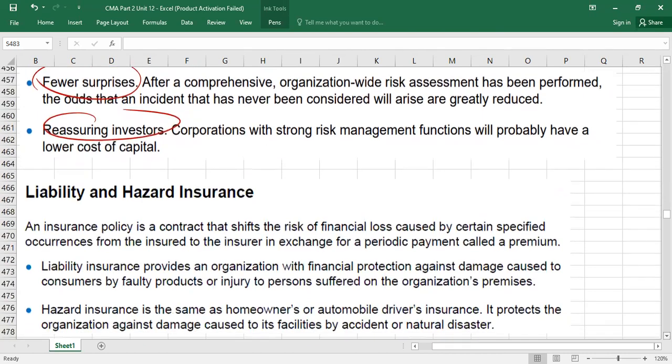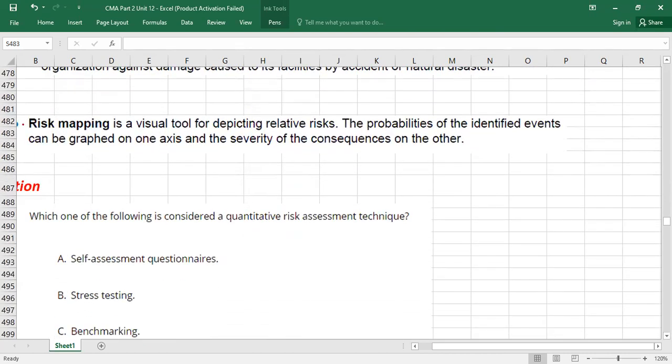So this thing I have already explained, guys, as a risk. Then we have here risk mapping. Sometimes they ask: risk mapping is a visual tool. This is the keyword, visual tool for depicting relative risk. The probabilities of identified events can be graphed on one axis and severity of consequences on the other axis.